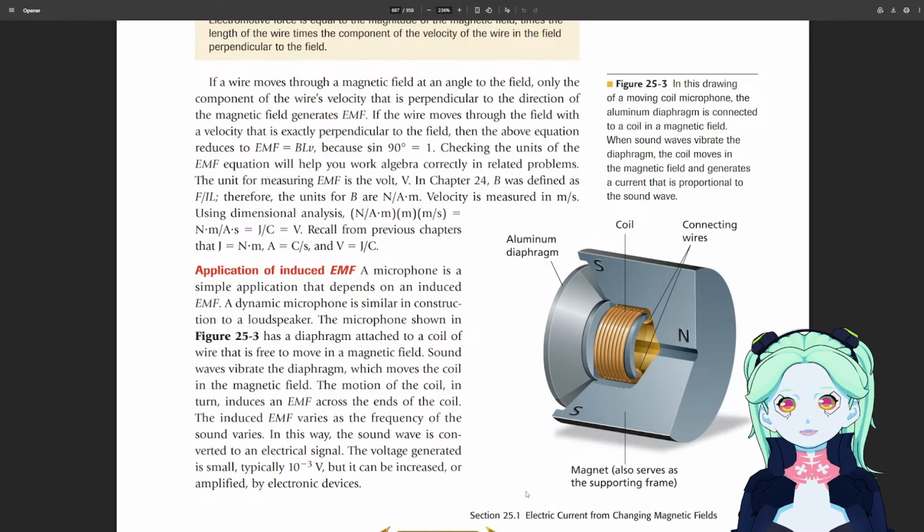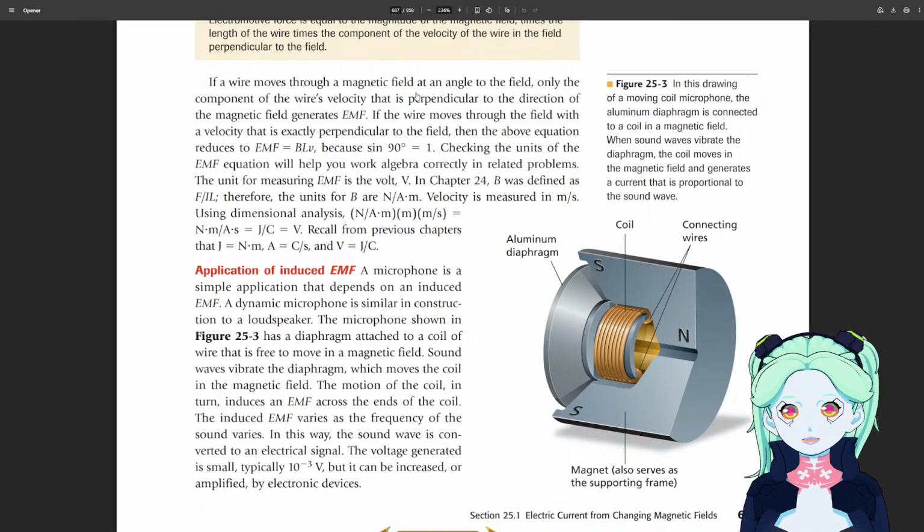The sliding rod generator, the simplest way to see induced EMF. This setup is the cleanest mental model for induced EMF. If you understand this picture, you understand generators and microphones. Imagine three pieces of metal: two metal rails, one sliding metal rod connecting them. Together they form a closed loop. Now place the whole thing inside a uniform magnetic field pointing into the page.